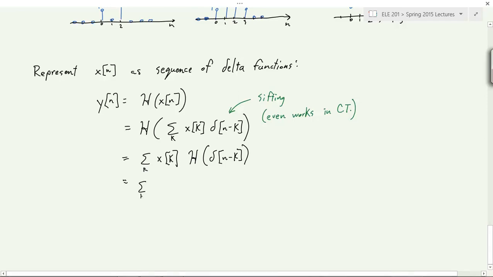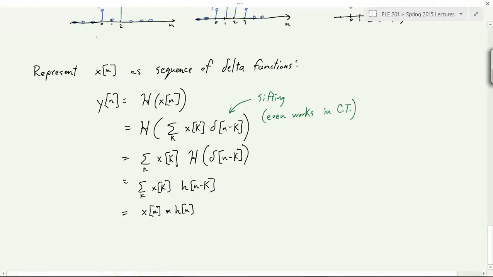a sum over k, x of k. And now we know what happens by shift invariance. This is the impulse response shifted by k. All right. And do we recognize what this is? It's convolution. I heard someone whisper that. x of n convolved with h of n. So there's the punchline of today's lecture.